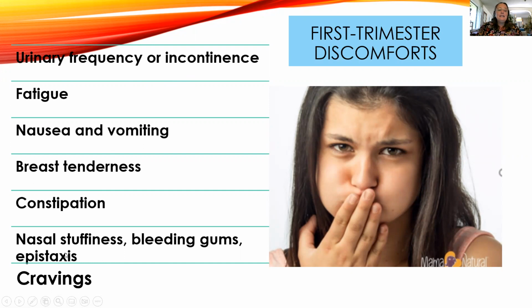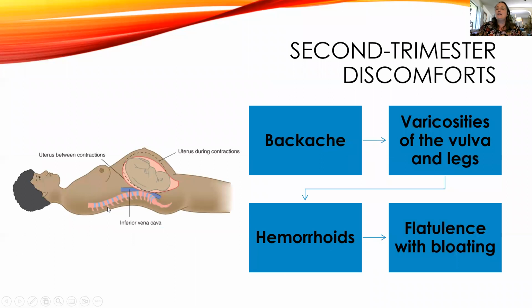A little bit of bleeding gums, a little bit of nosebleed. Remember, she's got increased vascularity, so that is not uncommon. Constipation, there it is. That is not uncommon in our first trimester. Second trimester: backache, varicosity of the vulva or the legs, hemorrhoids, increased flatulence. Again, that's because this little one is taking up a lot more room and things are having to move out of the way.